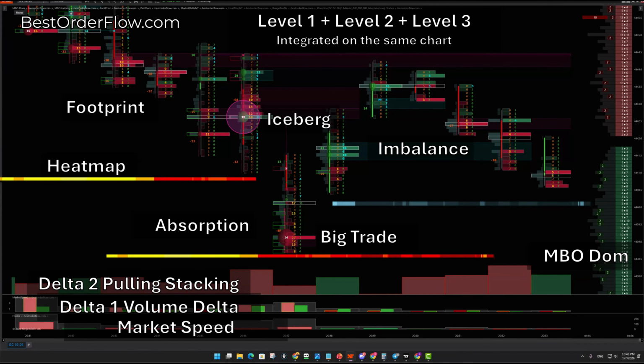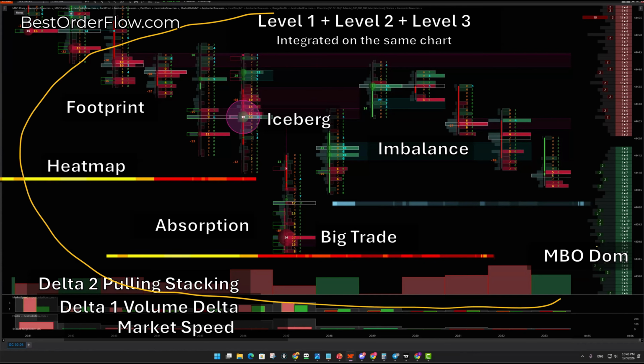So, this slide is actually a good illustration. Footprint, absorption, big trade, MBO DOM, icebergs, volume profile, delta 1, delta 2, market speed. It is all the indicators for the order flow. It can give us an additional X-ray inside. So we're not only seeing the tops and bottoms, ups and downs, we can see why it happens. We can understand the reasoning why the price moves where it moves.